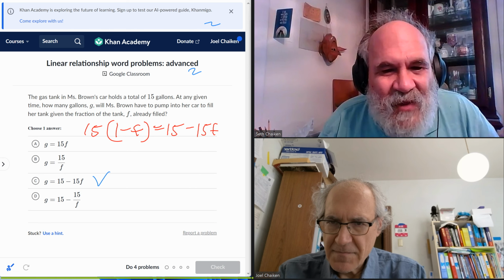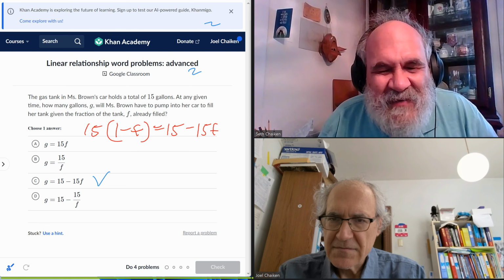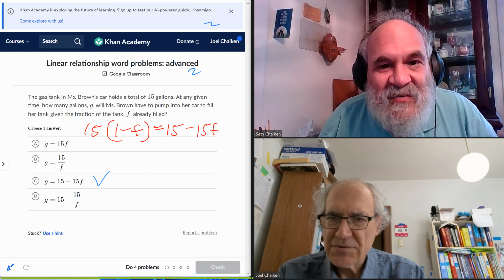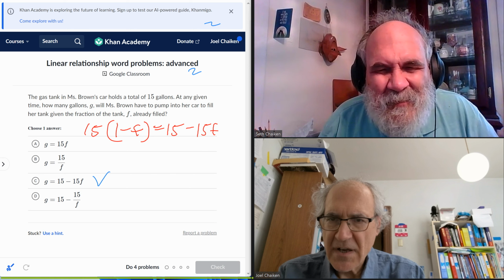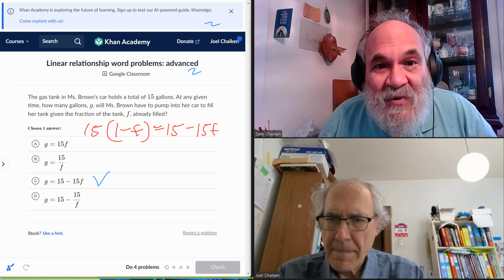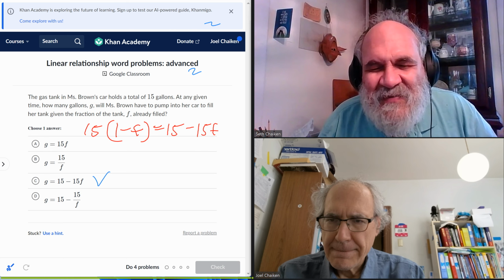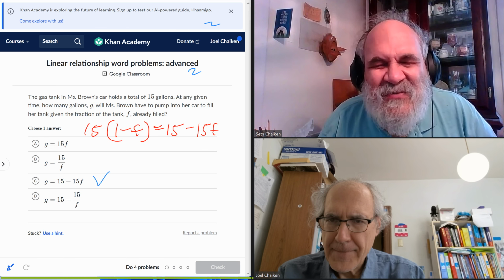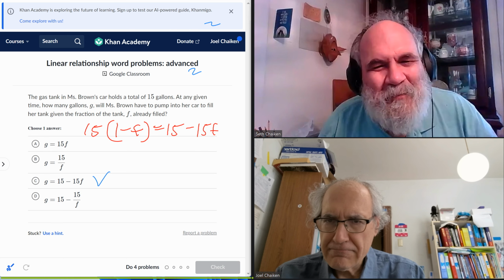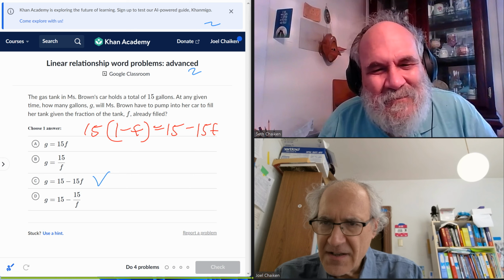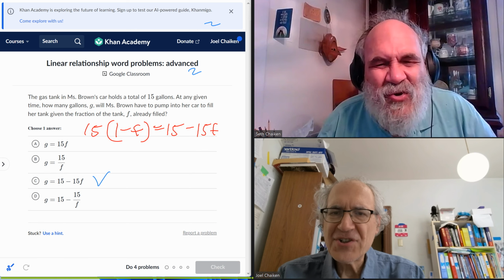Yeah. So also we could say that 15F is the number of gallons that's currently in the tank. And so the number of gallons to add to fill the tank is how much less than 15 is 15F, which is 15 minus 15F. What is the F again? F is the fraction already filled.